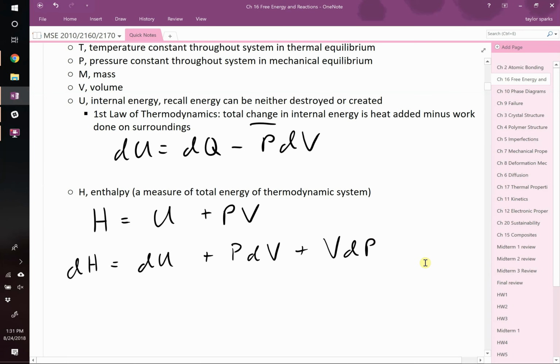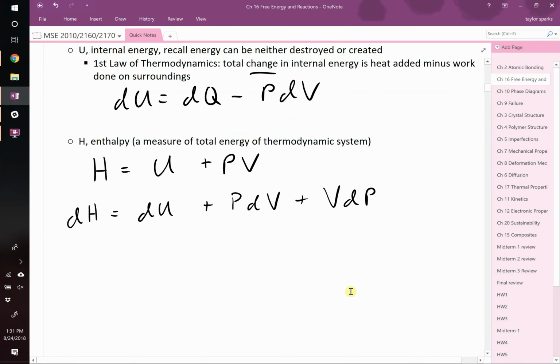But it also starts to get easier, because what if you do this at constant pressure? Like, let's say I've got a reaction happening here on my desktop, and it's at constant 1 atmosphere of pressure. It's not in a pressurized vessel or anything. Then dP, this thing goes to 0 if constant pressure.